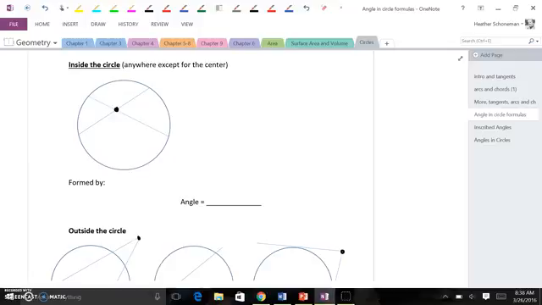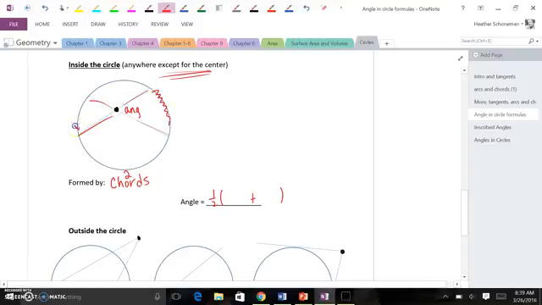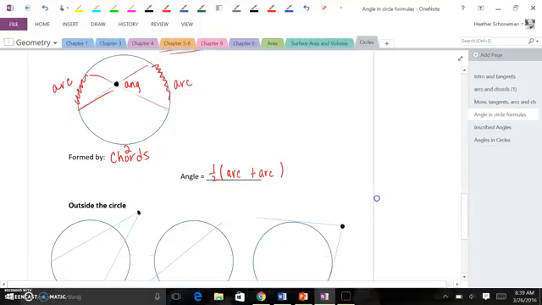But what if it's somewhere else? What if it's inside the circle? When I say inside, it can be anywhere inside except for the center. In that case, this is formed by two chords again. This time they intersect. This time the angle, and we'll say this is the angle, is going to equal 1/2. But when the angle stretches out, it grabs two arcs, doesn't it? So we can't just say 1/2 of the arc because that doesn't work. So we say 1/2 of the sum of the two arcs. We're going to have to average the two arcs together: add them together and divide by 2 when it's inside the circle.